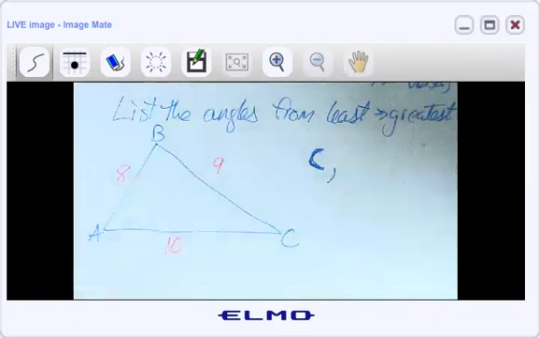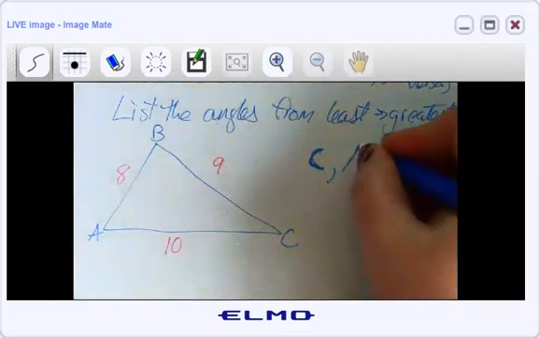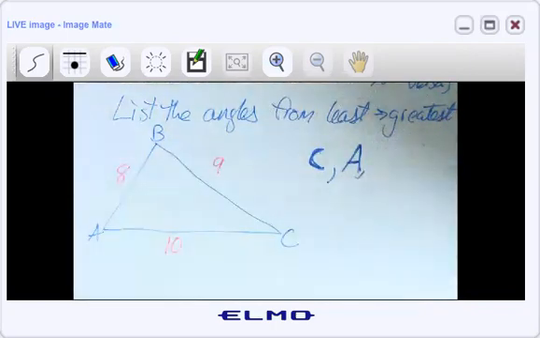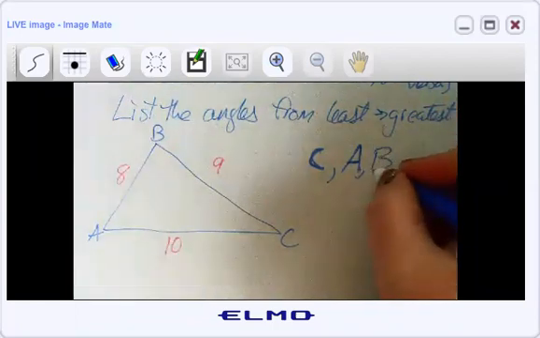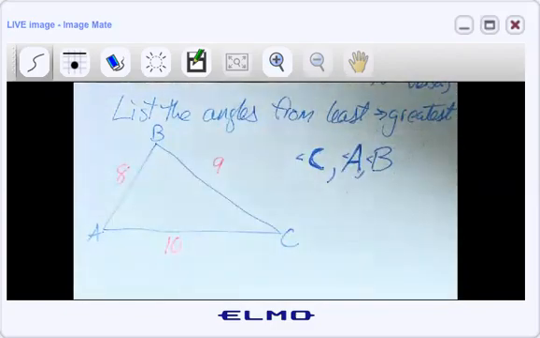Who's got to be the second smallest? A. A, yes, because 9 is my middle side, right? So across from that is this one here, A. And then my biggest angle's got to be B. B, of course, because that's across from the biggest side. I should put angle symbols in front of all these. Okay, does that kind of make sense?